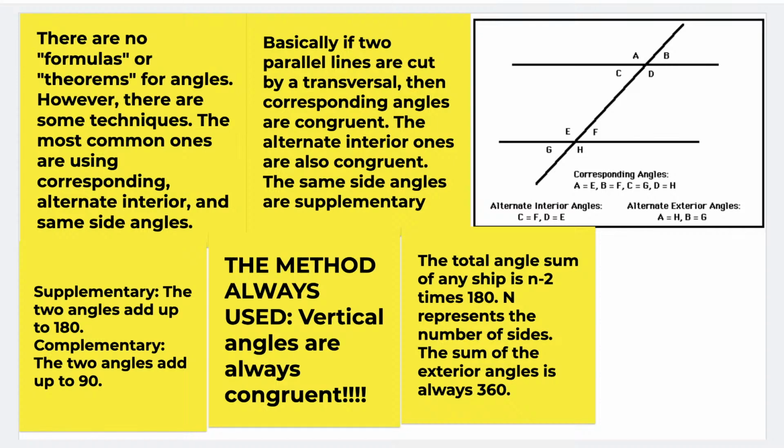So there are no formulas or theorems for angles, but there are some techniques to find out the angles. For example, the most common ones that you'll see are corresponding angles, alternate interior, same side angles, and vertical angles are just seen everywhere no matter what. Now some important terms are supplementary. A supplementary angle is basically two angles that add up to 180, and a complementary angle is two angles that add up to 90. I'm going to show you what I mean.